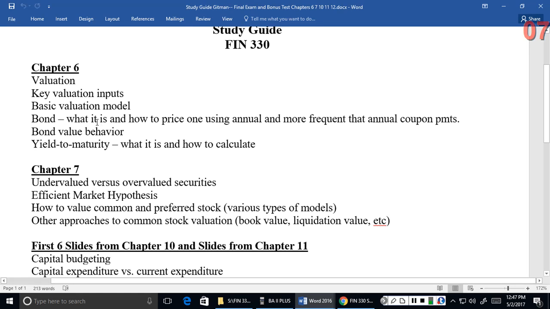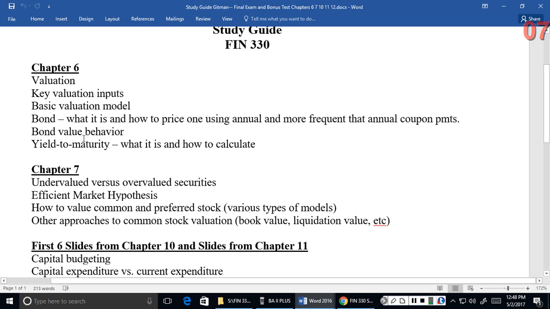A bond, what's the definition? How do we price a bond or calculate its present value is another way of saying that. And for annual coupon payments and for more frequent than annual coupon payments. So for example, semi-annual. We can take a look at that in our practice questions today. Also, bond value behavior. This is referring to simply the negative relationship between bond prices and interest rates. When interest rates go up, bond prices go down. When interest rates go down, bond prices go up.